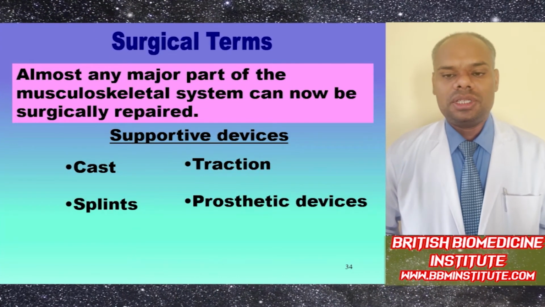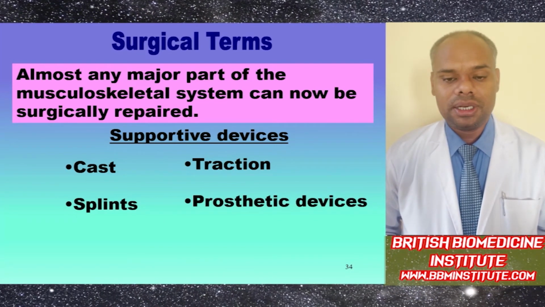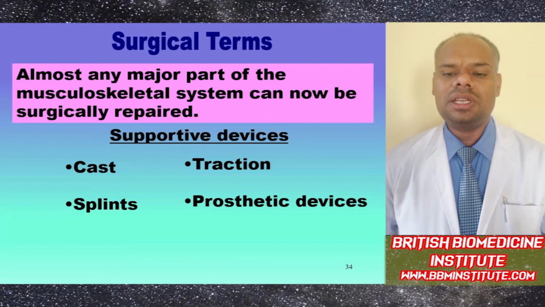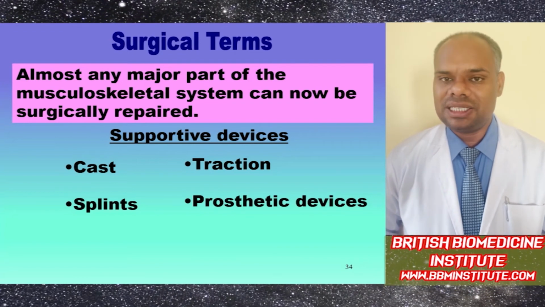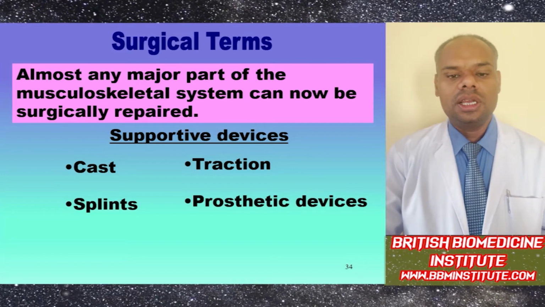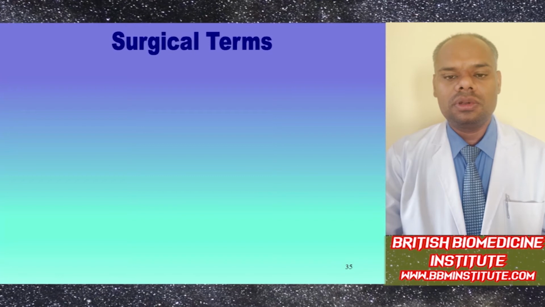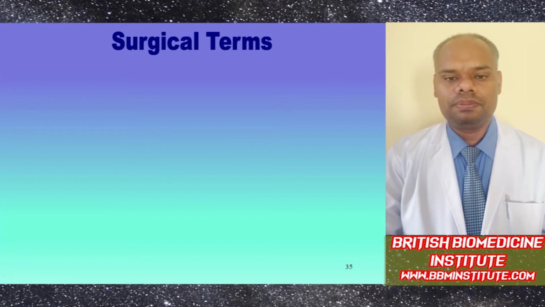So almost any major part of the musculoskeletal system can now be surgically repaired. We can use various supportive devices like traction, prosthetic devices, splints, and casts. They are helpful in repairing the musculoskeletal system.